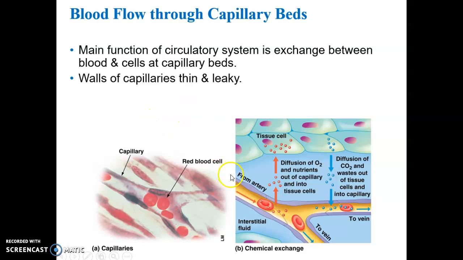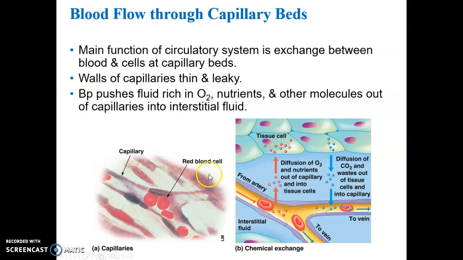The walls of the capillaries are very thin and leaky in the sense that they allow ease of diffusion of materials out of the capillary beds into the interstitial fluid and then into cells. And cell waste material comes out into the interstitial fluid and then moves across the thin capillary walls into the bloodstream. Another way this is achieved is that the blood flow through the capillaries is relatively slow, allowing plenty of time for diffusion of materials to occur.